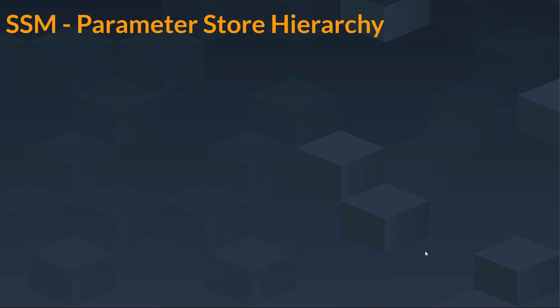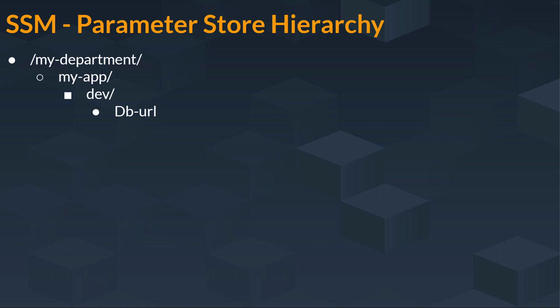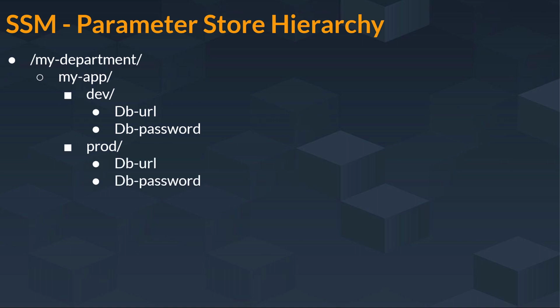Next is SSM Parameter Store hierarchy. Basically, all the items are stored in a rank-wise basis. First is slash my department, and inside it there is the subpart my app. Then inside that there is dev, and inside that there is DB URL or DB password. Basically, these are your passwords or URL links that you are storing in your parameter store. Next is prod, and it has DB URL and DB password too. Then after my app, there are other apps which are also stored in parameter store.